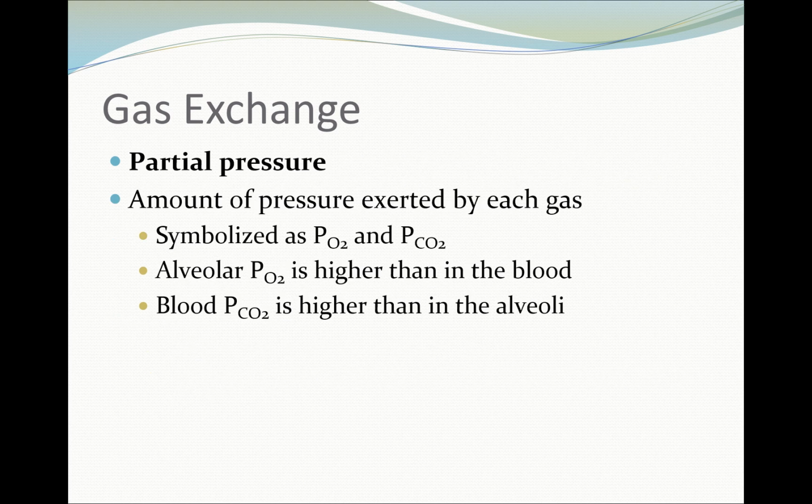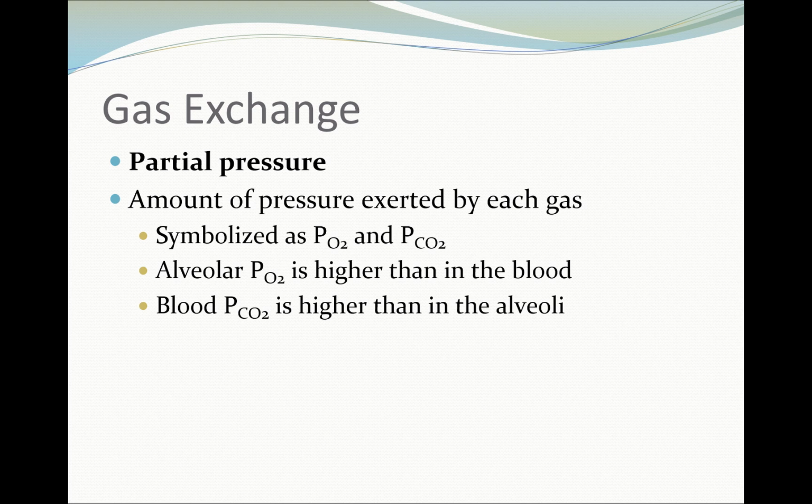So there's a partial pressure that is involved in this, and that is going to be the amount of pressure exerted by each gas. It is symbolized as P with a subscript O2 for partial oxygen pressure and a P with a subscript of CO2 for partial carbon dioxide pressure. So alveoli partial oxygen pressure is higher than in the blood. So that's what we just talked about before.